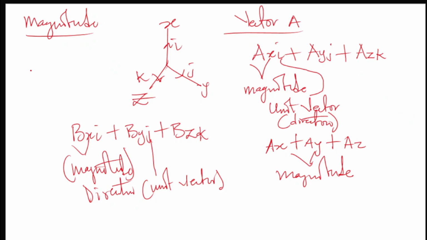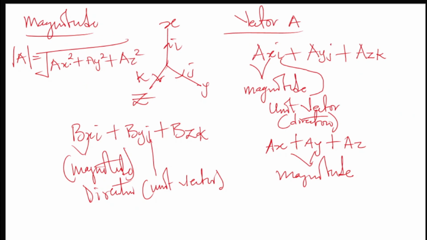Absolute. So if they ask you to get the magnitude of vector A, what you simply do is you get the absolute of vector A. And getting the absolute of vector A, it will simply be the square root of Ax square plus Ay square plus Az square.